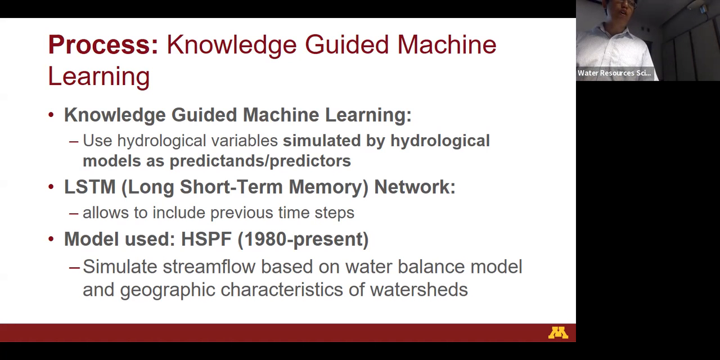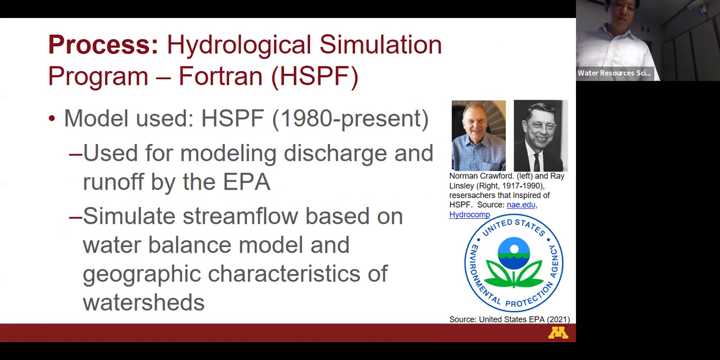The model I am going to use is called the Hydrological Simulation Program Fortran. It was first invented in 1980 by the EPA. It has been used for modeling agricultural runoff, sediment erosion, dissolved oxygen, and discharge. Overall, it simulates the quality and quantity of stream flow by using the water balance model and the simulation of interconnected sub-watersheds of the selected site.